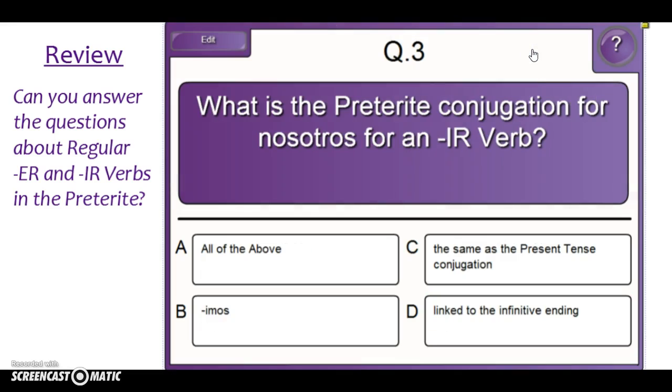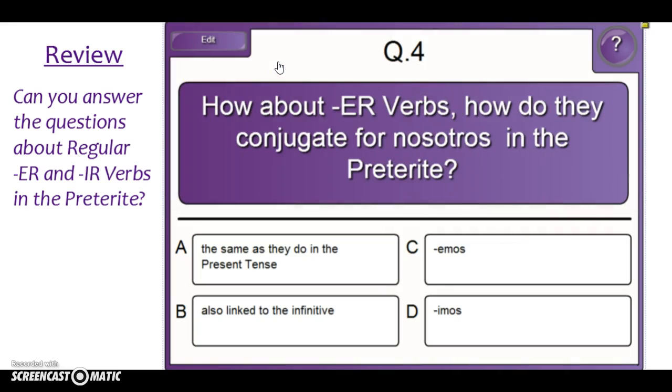What is the preterite conjugation for the nosotros for an IR verb? All of the above, or in this case, all the below. It's imos, which is the same as the present tense conjugation, and it is linked to the IR verb infinitive ending. How about those ER verbs? How do they conjugate for nosotros in the preterite? They also do imos. That's not the same as the present. It's not linked to the infinitive because that would be amos.